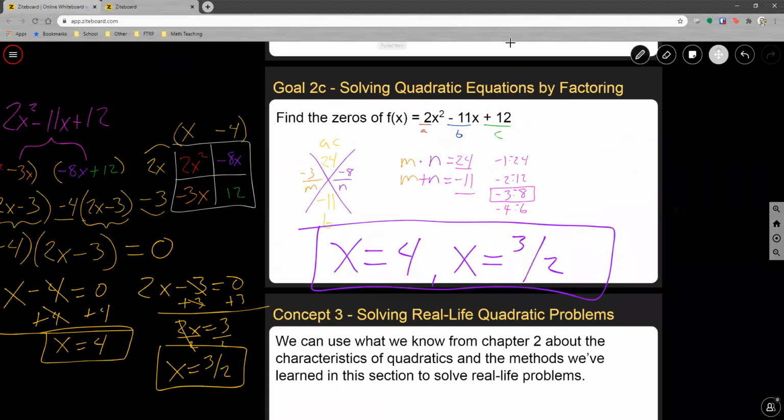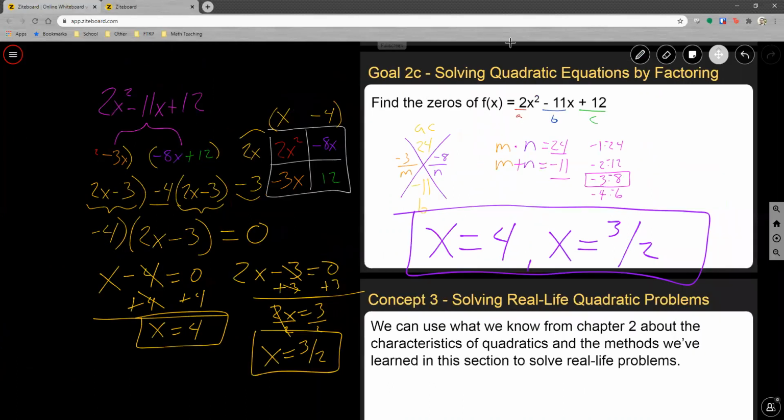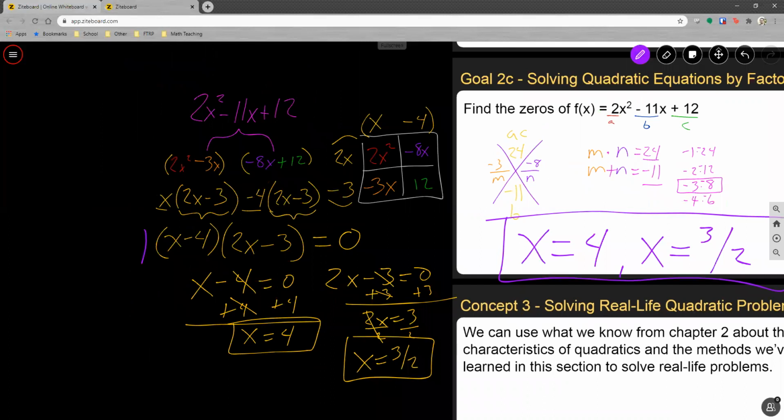So this factoring method allows us to drill down to factored form. And then once we're in factored form, we just use that zero product property, knowing that one of the two parentheses has to be equal to 0, either that one or this one. We set them both equal to 0 separately. We solve them both. We get our two answers.